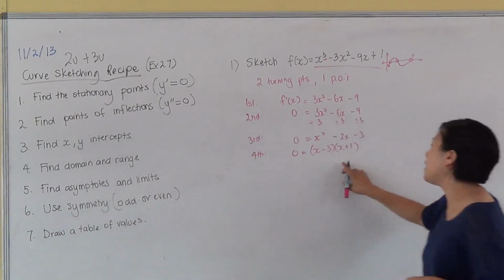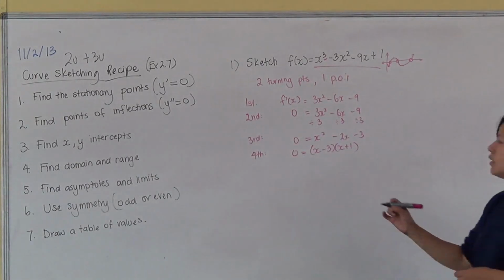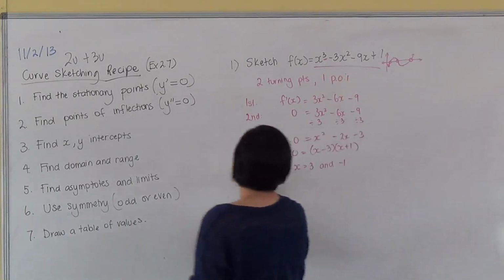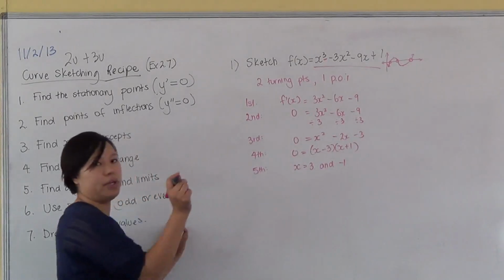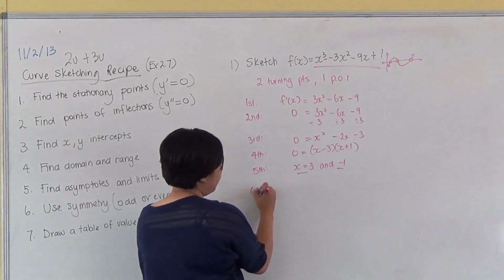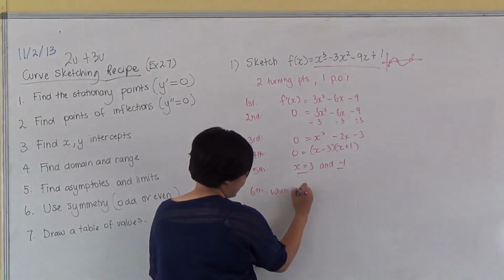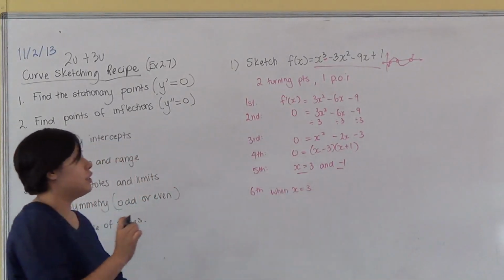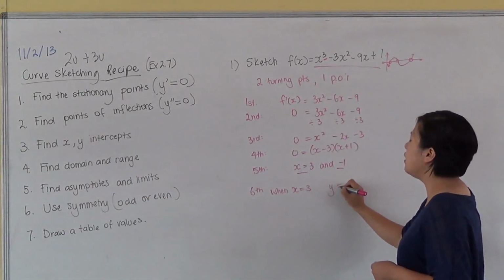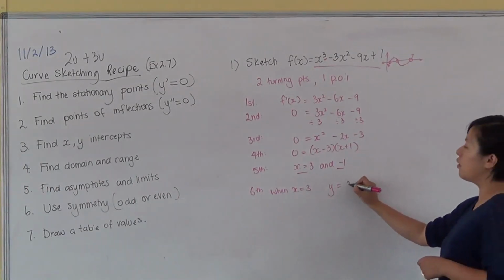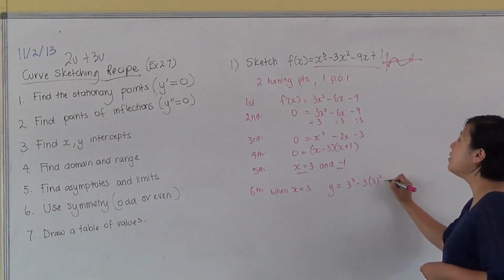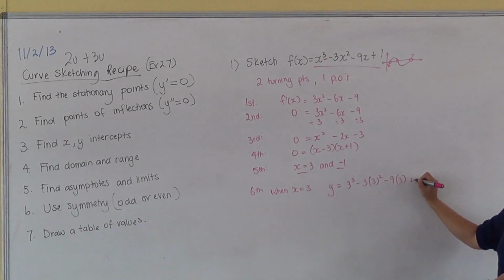So what are our x values? 3 and negative 1. Since stationary points are sets of coordinates and we only have the x values, we're going to find our y values. When x equals 3, where would I substitute this into? The original equation. So when x equals 3, y equals 3 cubed minus 3 times 3 squared minus 9 times 3 plus 1.